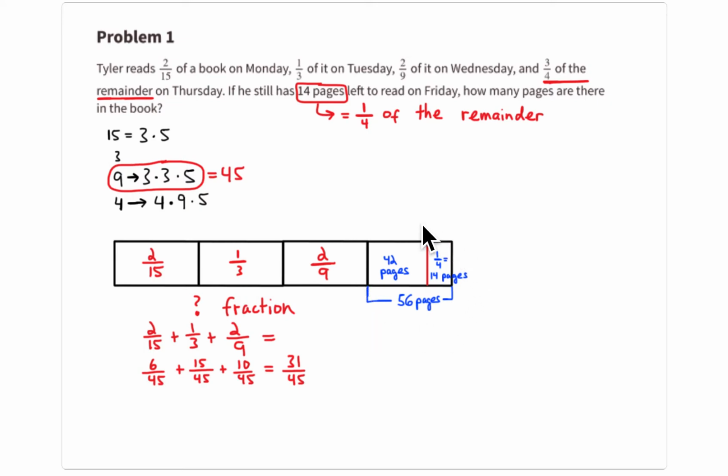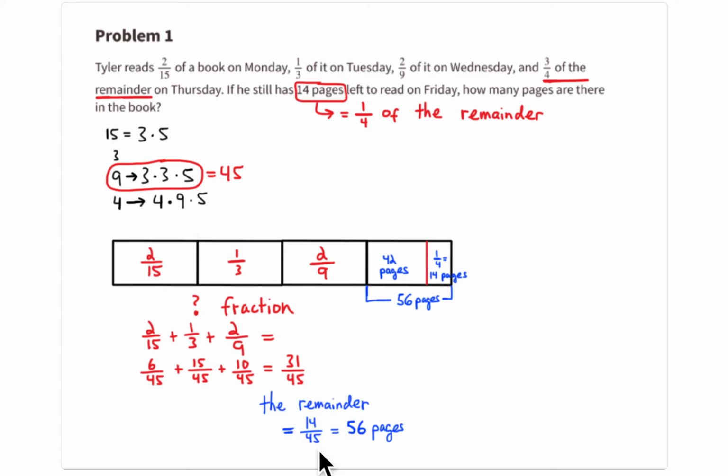That means that this piece right here is the remaining fraction. It is 14 45ths. So this remaining part is 14 45ths of the book, and that equals 56 pages. All right, so how do I use that to figure out what the total number of pages of the book are? Well, if I can figure out what 1/45 is, then I just multiply that number by 45.